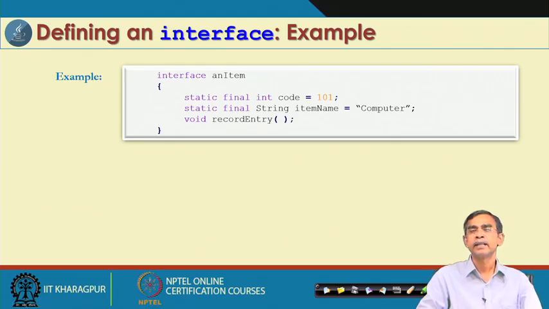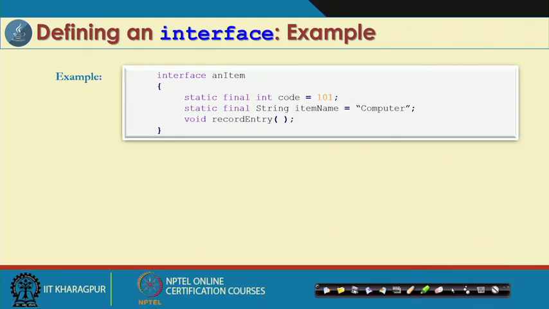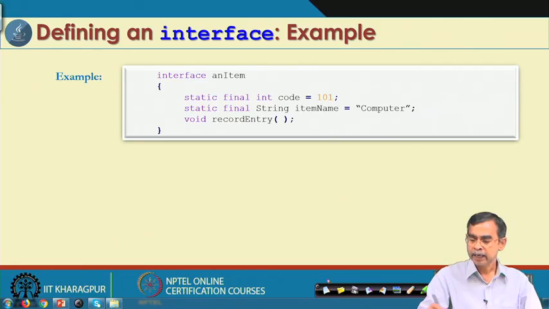So, here is an interface declaration. It has a variable which is declared static final, and another variable, static final, and this is the one method that we have discussed there. So, this is one example that helps us understand how to create an interface.